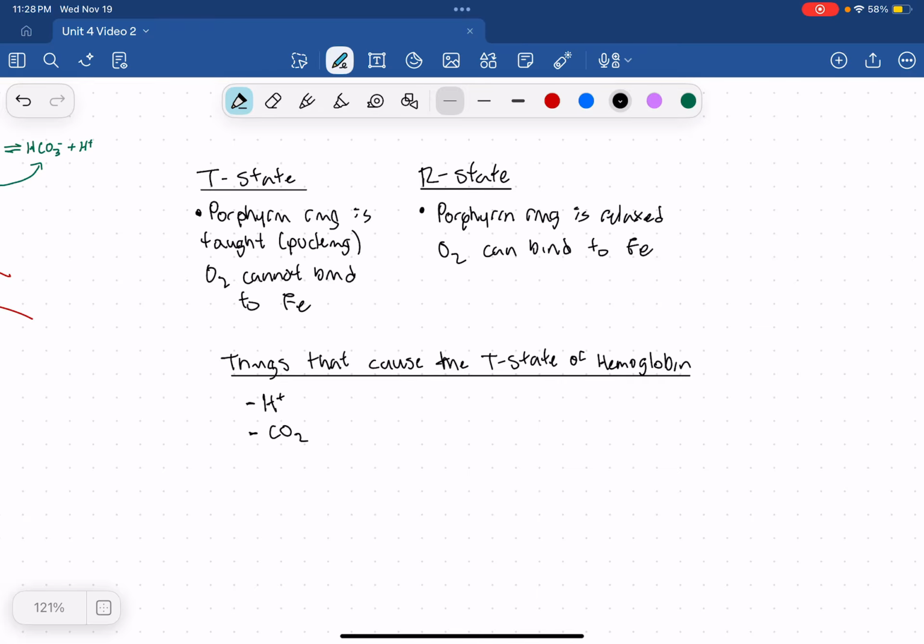You can have high levels of CO2, increased temperatures in the body, and increased levels of 2,3-bisphosphoglycerate. Glycolysis produces the molecule 1,3-bisphosphoglycerate. There's an enzyme called a mutase enzyme that converts 1,3-bisphosphoglycerate into 2,3-bisphosphoglycerate.